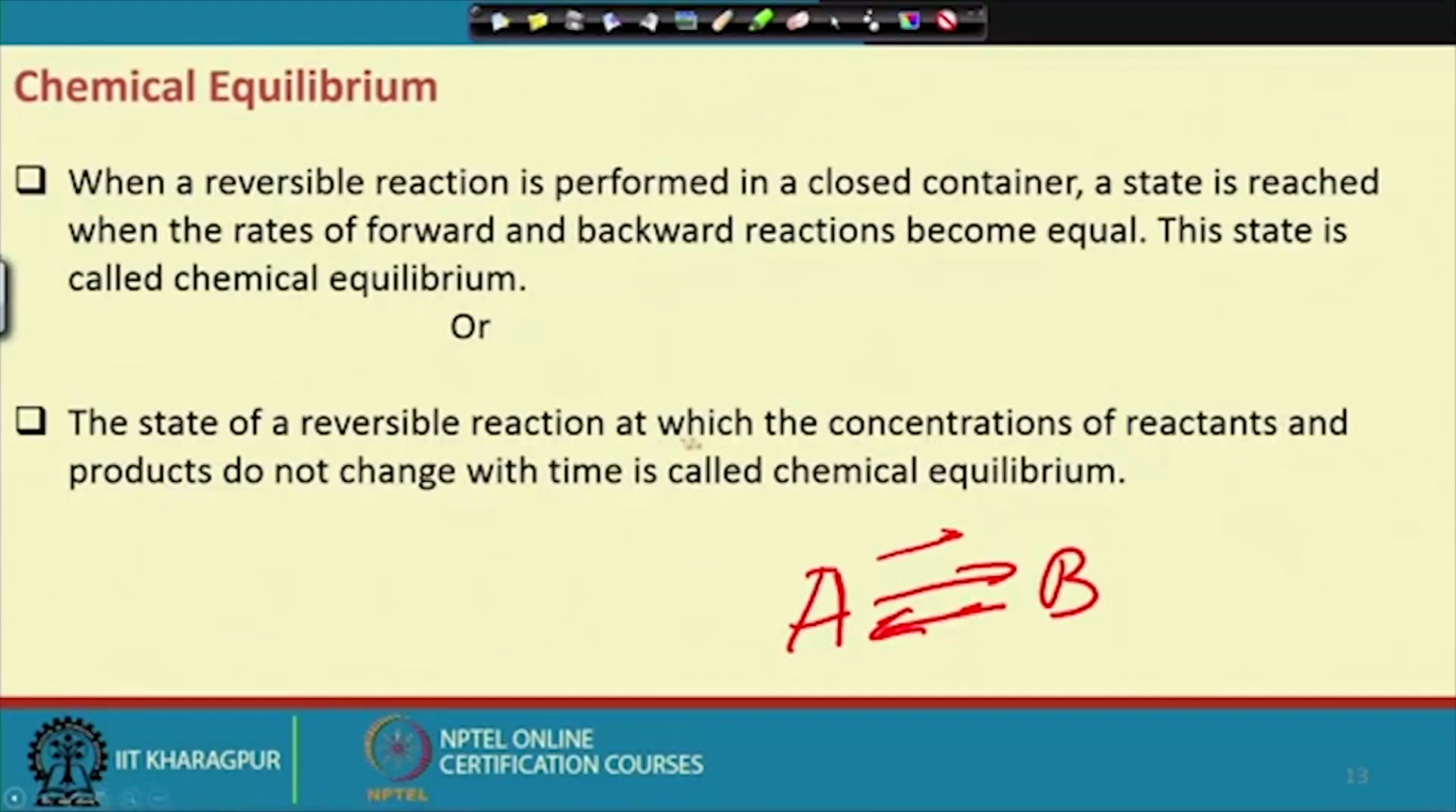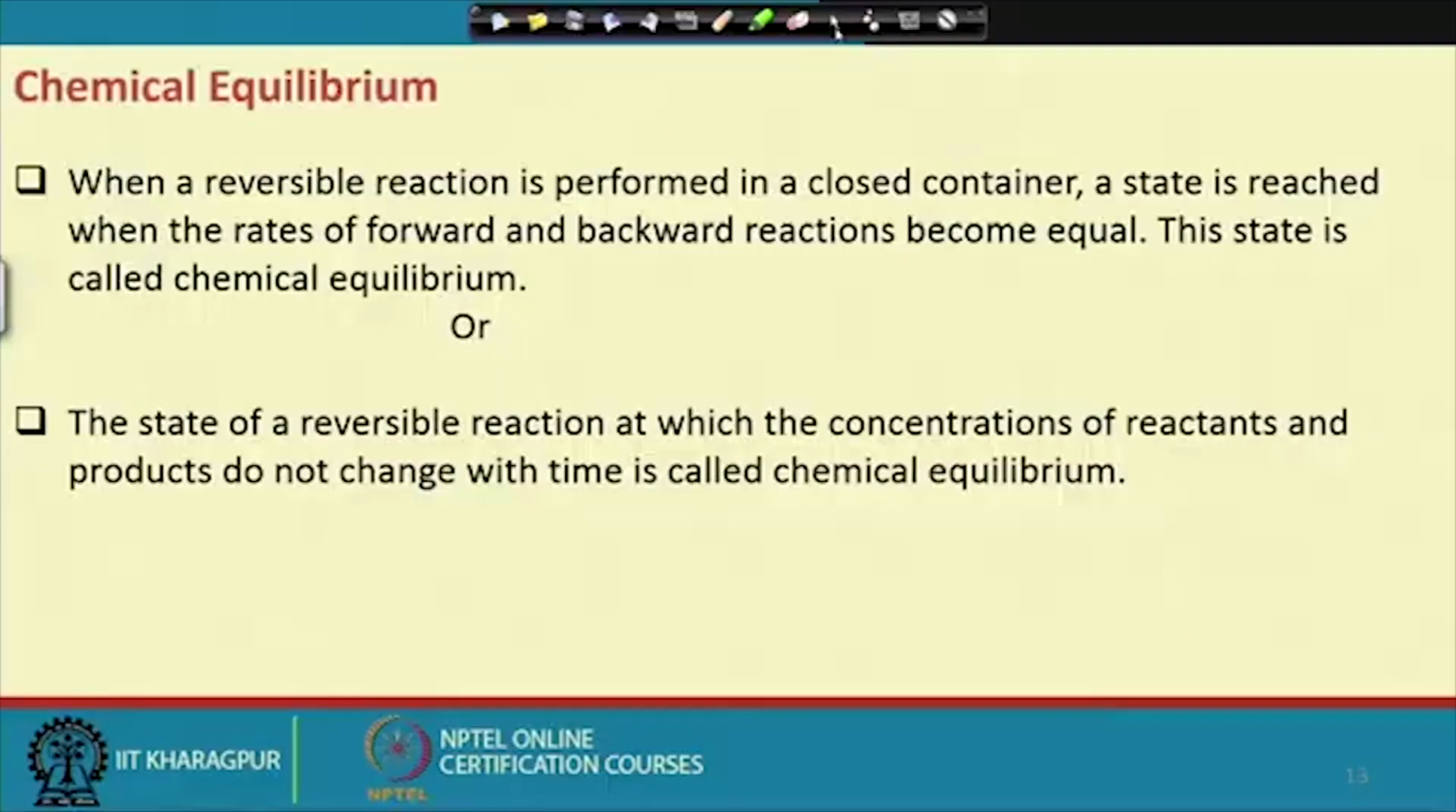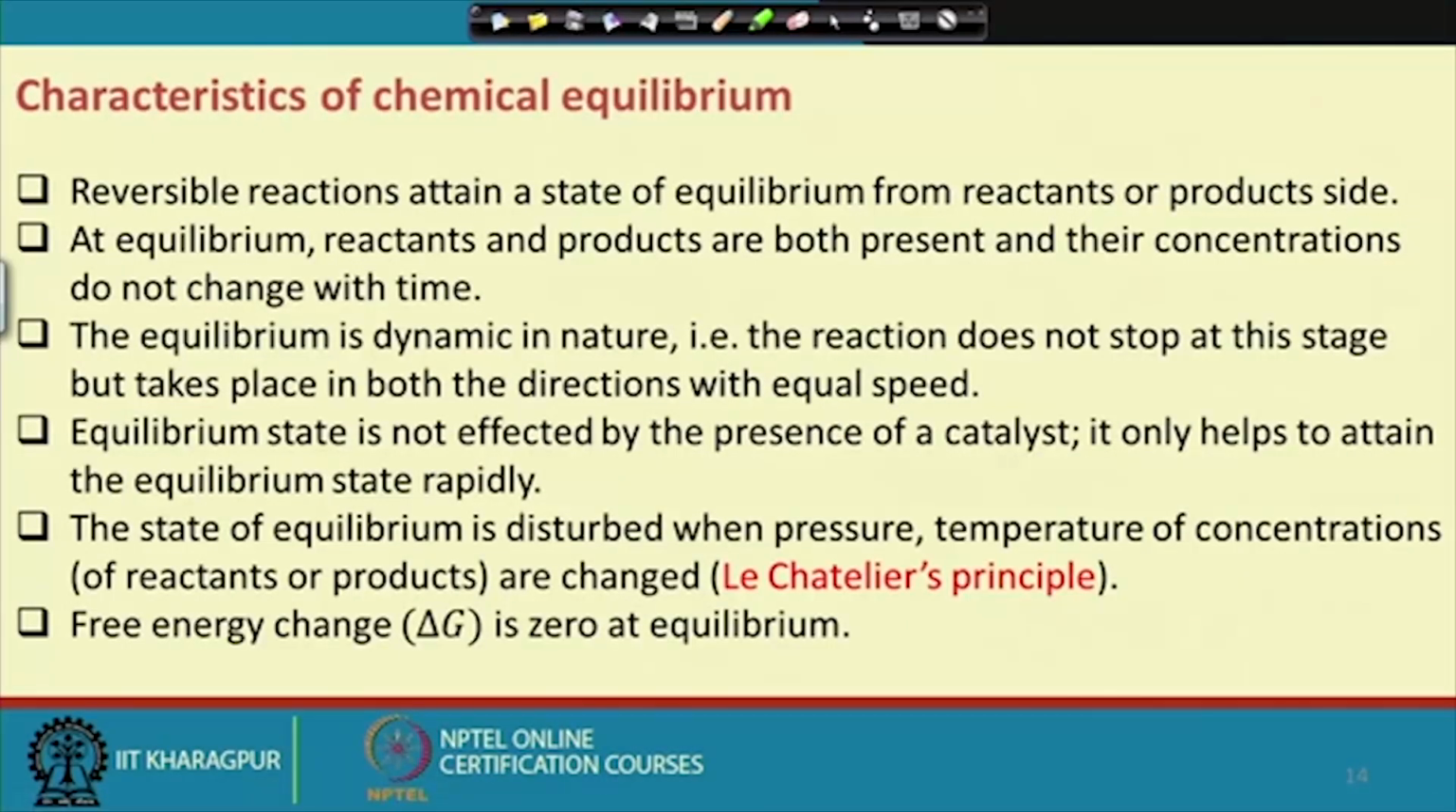The state of a reversible reaction in which the concentration of the reactant and product do not change with time is called the chemical equilibrium. I told you that when the rate of forward reaction is equal to the rate of backward reaction, then we call it equilibrium conditions. Now, the characteristics of chemical equilibrium are several. The reversible reaction attains a state of equilibrium from the reactant and product side, and at equilibrium the reactant and products are both present and their concentration does not change with time.